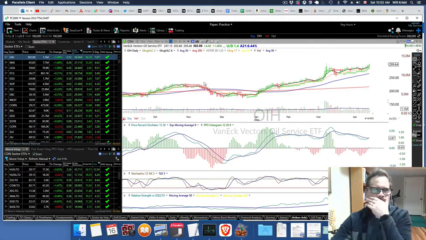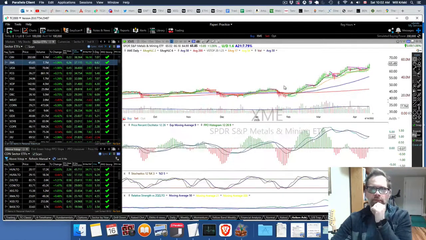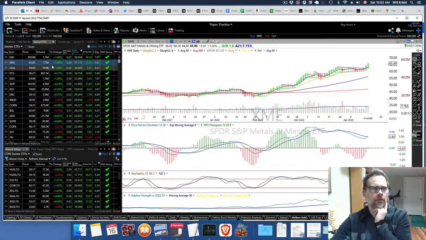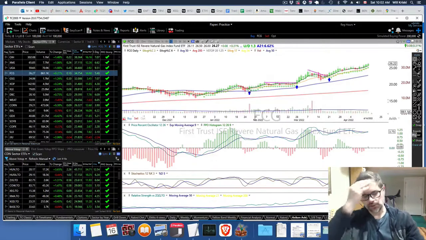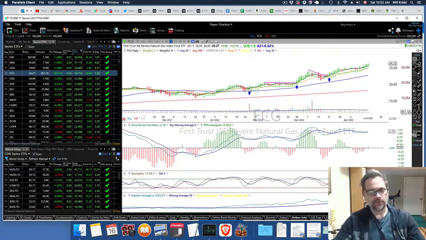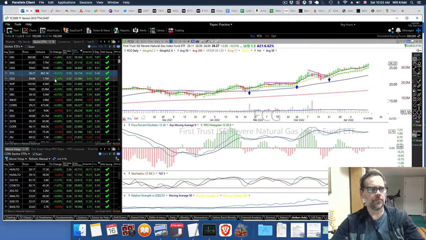And metals and mining, you've got copper, you've got steel, and that sort of thing in this one. You can see how strong that is. And natural gas, because a lot of gas has been cut off from Russia to Europe. So basically, they need to find other places.